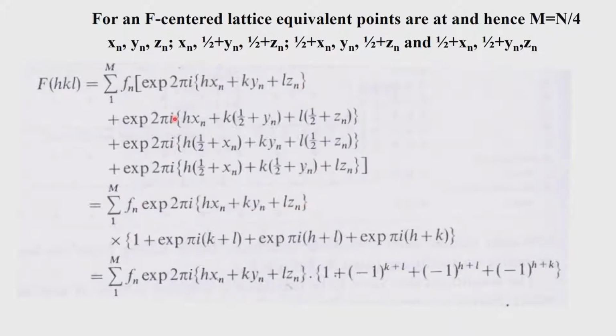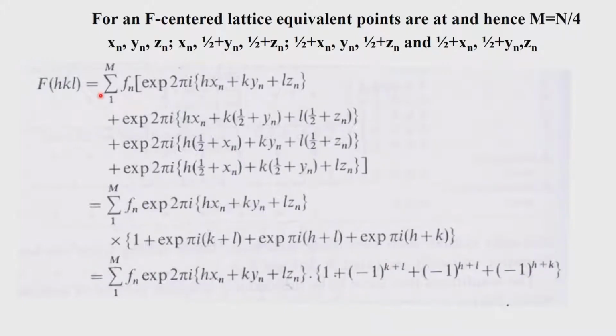We have more expressions here, and therefore that becomes 1 plus exponential of (k plus l), (h plus l), (h plus k). So this expression comes up, and this expression now can be substituted with minus 1 to the power of (k plus l) as we calculated in the previous case. Exponential with these integers can be easily evaluated mathematically, and the mathematical solution tells us that this can be 1 minus 1 minus 1 minus 1, and therefore we get this expression for f of HKL.